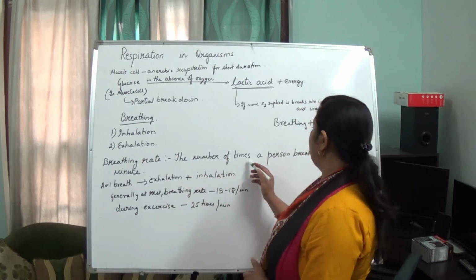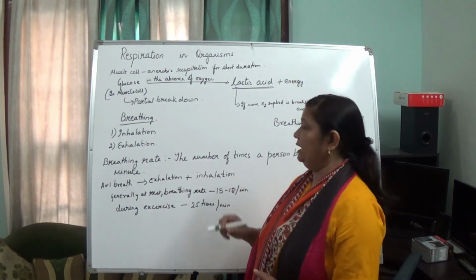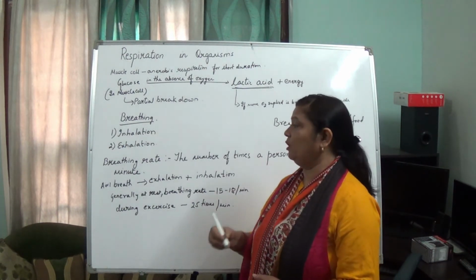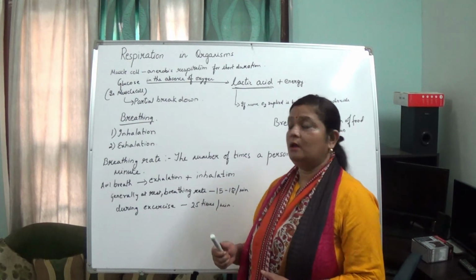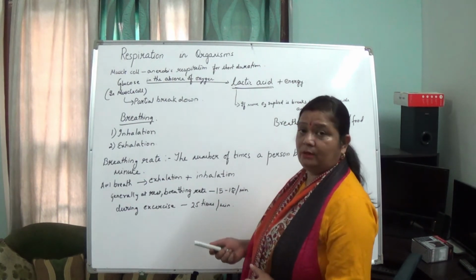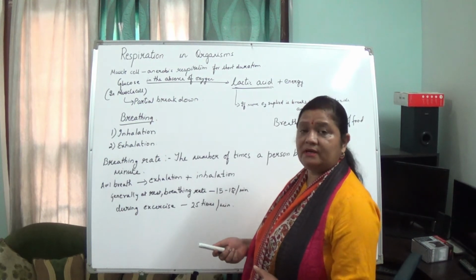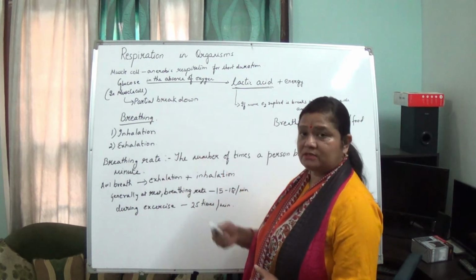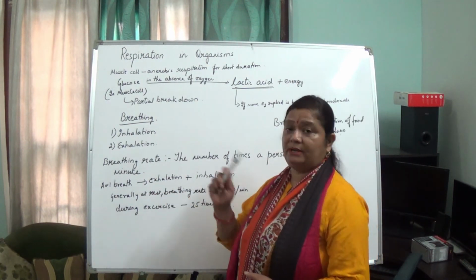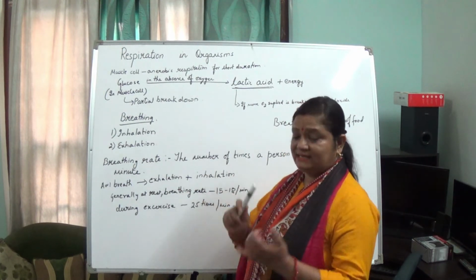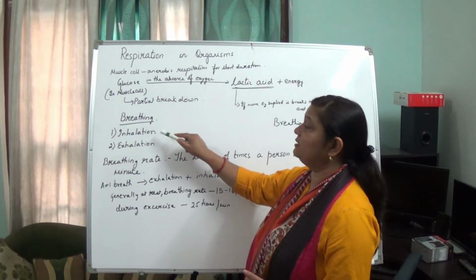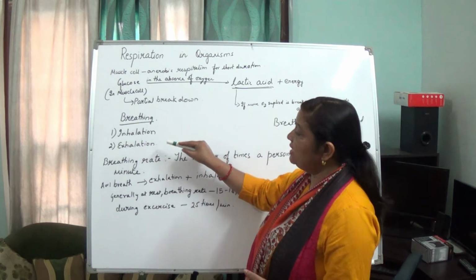What is breathing rate? Breathing rate is the number of times a person breathes in a minute. It varies. During exercise or fast running, you inhale and exhale fast, but during sleep or rest, inhalation and exhalation are slow. One breath means exhalation plus inhalation, because these two together complete a breath.